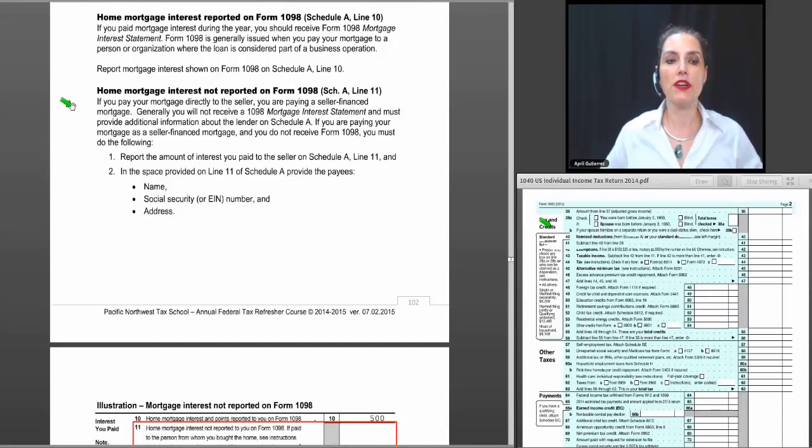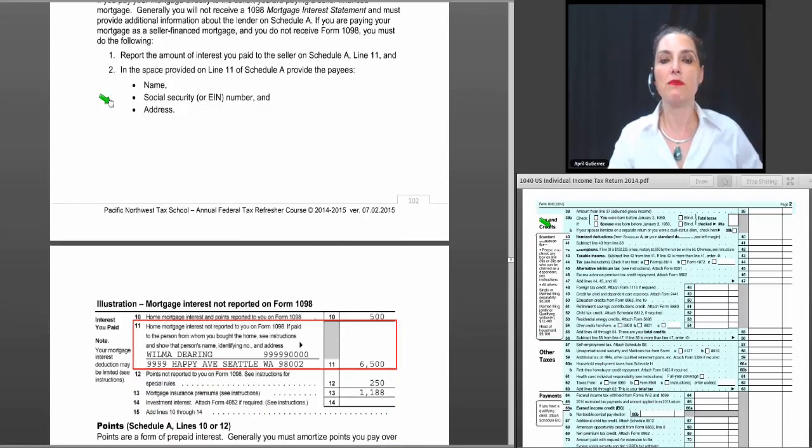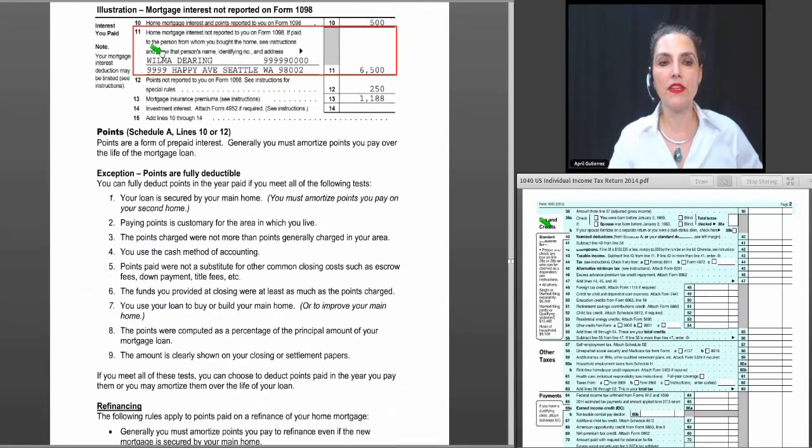If you are paying your mortgage as a seller-financed mortgage, you do not receive Form 1098, you must do the following. Report the amount of interest you paid to the seller on line 11 of Schedule A, and then in the space provided on line 11, provide the payee's name, Social Security number or EIN, and the address. And here we have a quick illustration where we can show on line 11 that the payee is Wilma Deering. We've entered an identification number for her and her address, and then the amount of mortgage interest that was paid to her during the year.